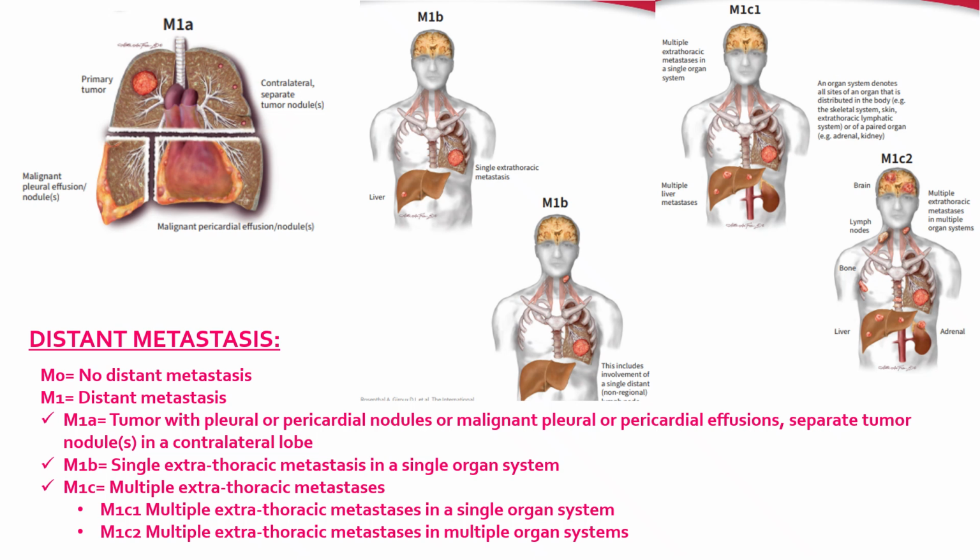Then comes distant metastasis. M0 is no distant metastasis. M1 is distant metastasis. M1 is again subdivided into 1A, 1B, 1C. 1A has tumors with pleural or pericardial nodules, malignant pleural or pericardial effusions, separate tumor nodules in contralateral lobe. 1B has single extrathoracic metastasis in single organ system, and 1C is multiple extrathoracic metastasis, which is subdivided in this edition into M1C1, which is multiple extrathoracic metastasis in single organ system, and M1C2, which is multiple extrathoracic mets in multiple organ system. This is again different from the 8th edition, which had no such subdivision of M1C group.